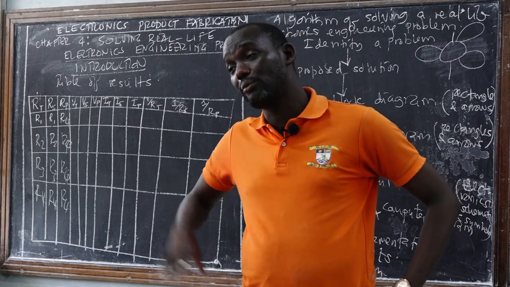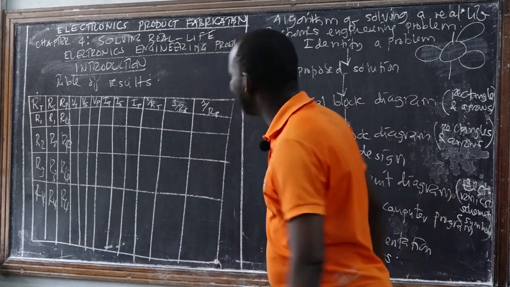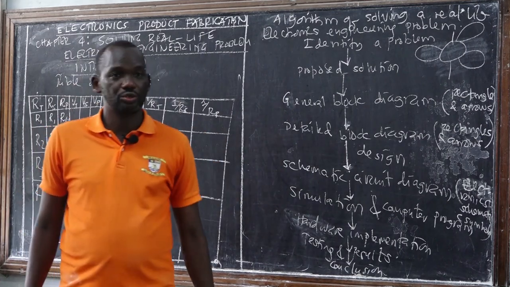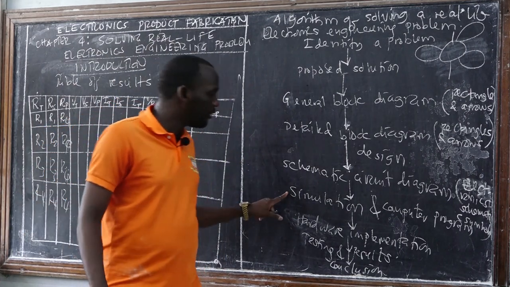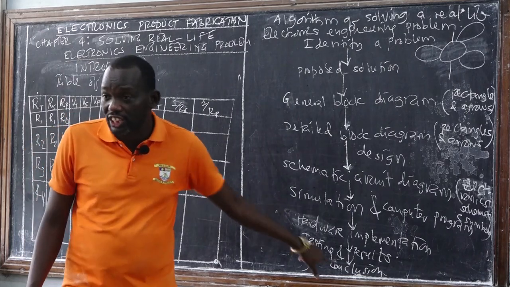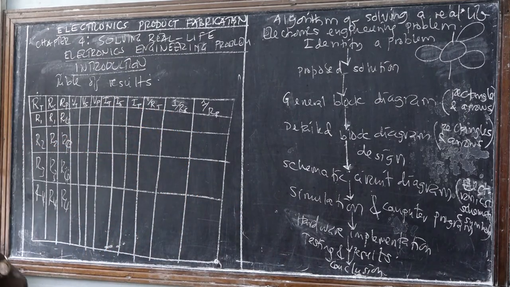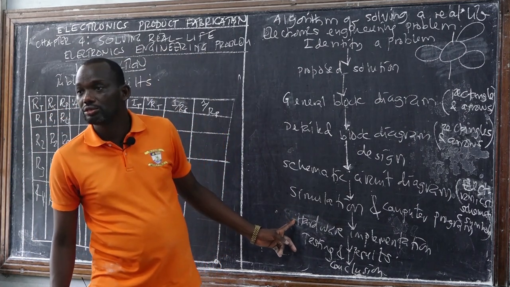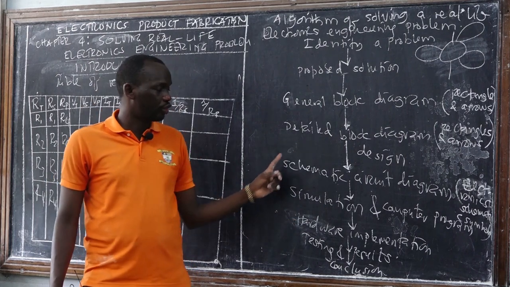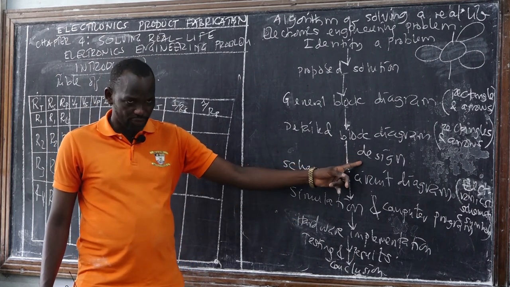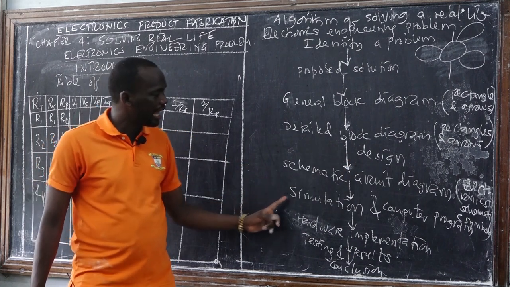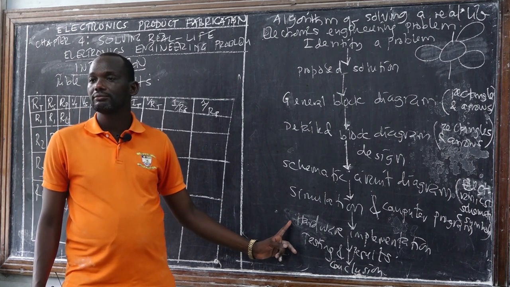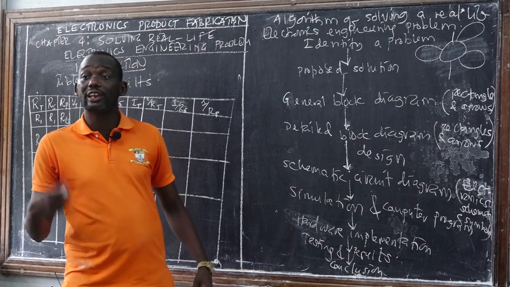But the problem is to transform that knowledge into practice. So this is the point where we get the calculated values. And then this is the stage where we get the simulated results. And this is the step where we get the practical values. So this will be the first column, this one. We'll fill the first column. This one will fill the second column, and this one will fill the third column. Are we together?